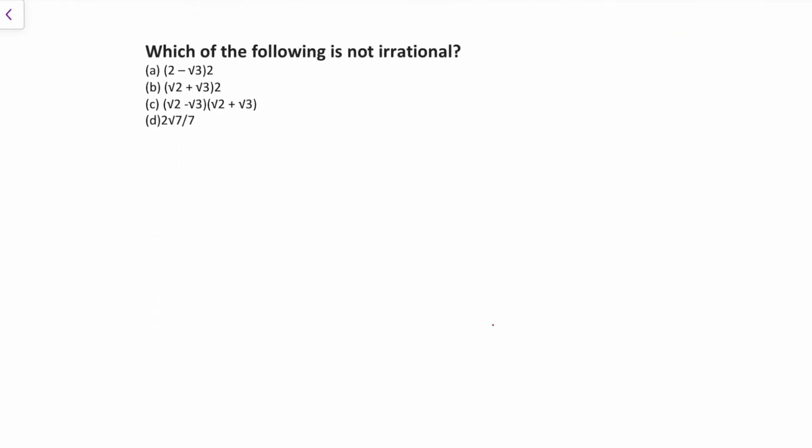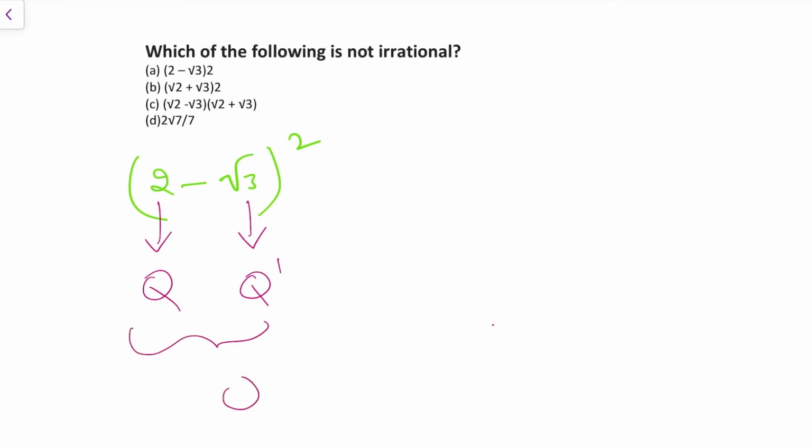Next here, which of the following is not irrational? Actually all these options have squares. So the first option is given as 2 minus root 3 whole square. Now if we observe this clearly, here 2 is a rational number, whereas root 3 is an irrational number. So one is a rational number and one is an irrational number. If you do addition or subtraction in this case, that will be an irrational number only. So for this irrational number we are doing square again. For an irrational number, if you do square again, definitely we will get an irrational only. So option 1 we can remove.